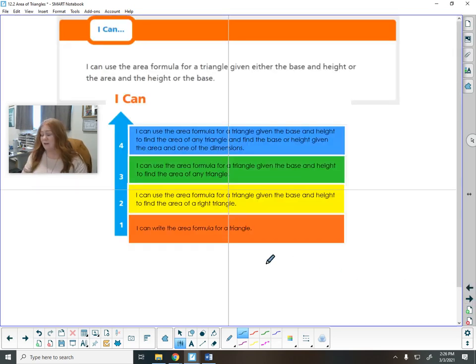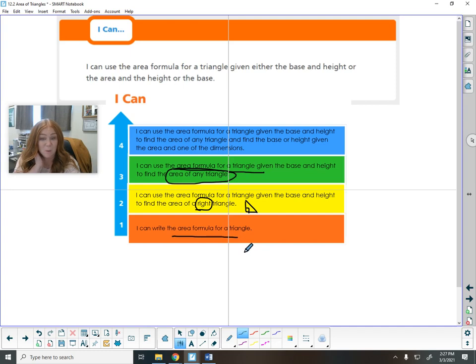Today we are going to be working on finding the area of a triangle, given the base or the height. Our goal is to find the area of any triangle. That's a 3, which is grade level. It can be a right triangle, obtuse, acute, any triangle, and we can find the area using the formula. If you can find the area of just a right triangle, with the right 90-degree angle, straight up and down, then that is a 2. If you can understand and remember the area formula for a triangle, that's a 1.